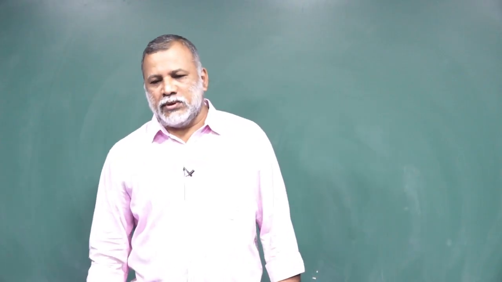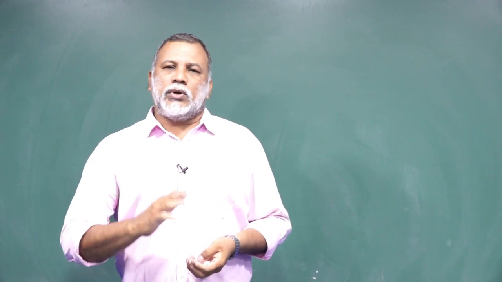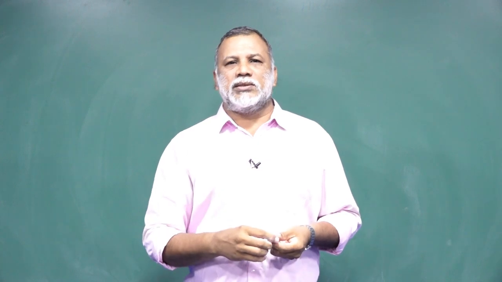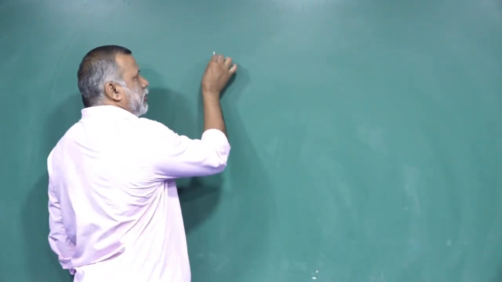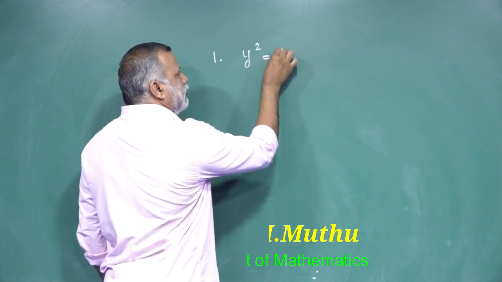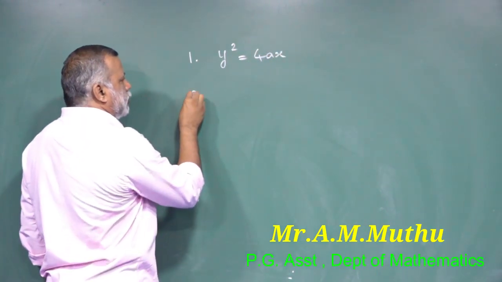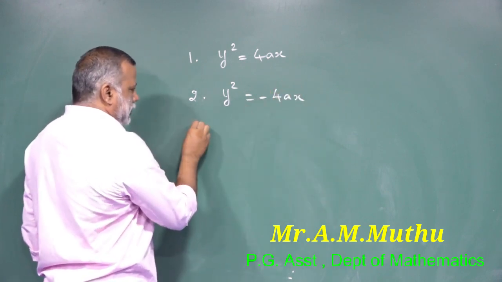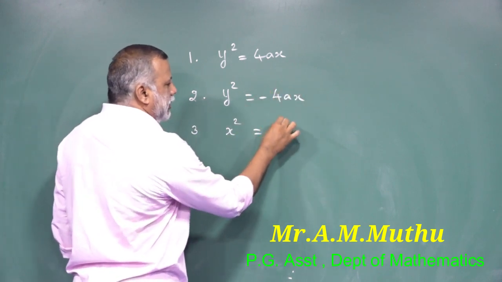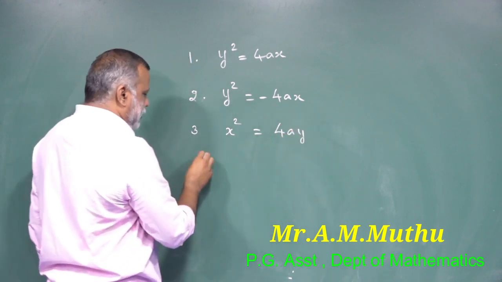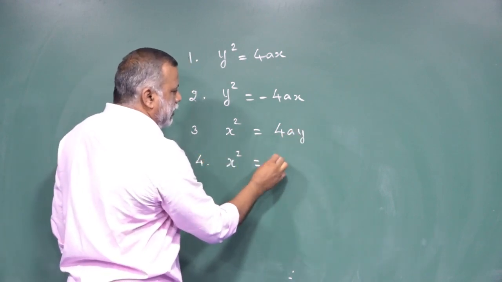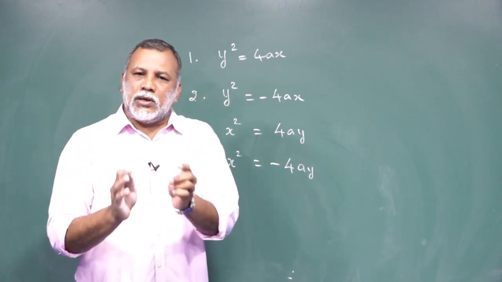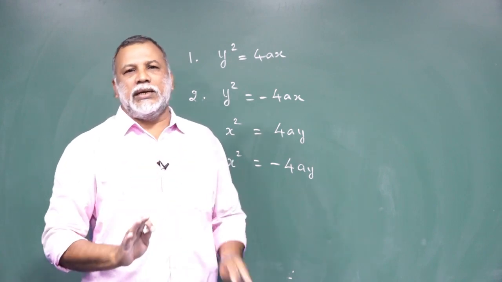Good morning, students. We already discussed 4 types of parabolas and some problems based on them. For example, type number 1, y squared equal to 4ax. Type number 2, y squared equal to minus 4ax. Type number 3, x squared equal to 4ay. Number 4, x squared equal to minus 4ay. These are the 4 types of common parabolas we have discussed so far.